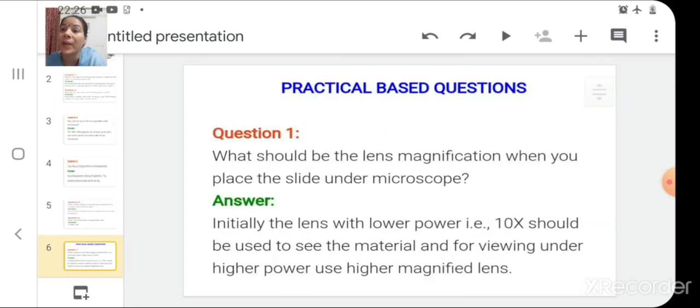Now there are some practical based questions, so let us discuss these questions also. The first one is, what should be the lens magnification when you place the slide under the microscope? The answer is, initially the lens with the lower magnification power, that is 10x, should be used to see the material, and for viewing under higher powers we use higher magnification lenses.